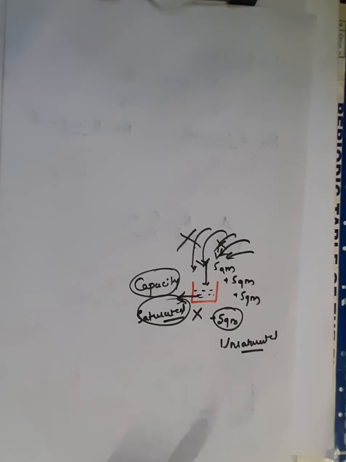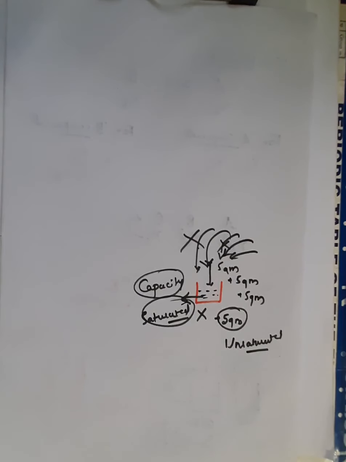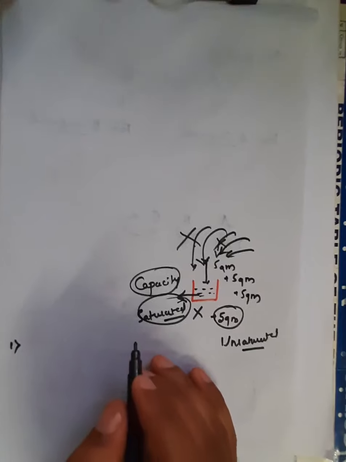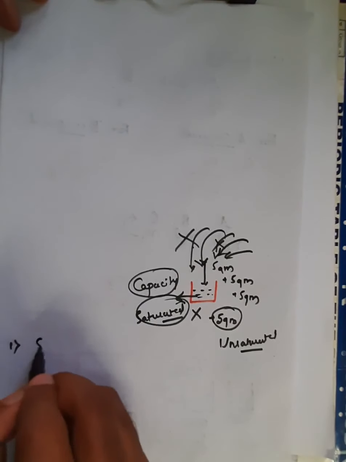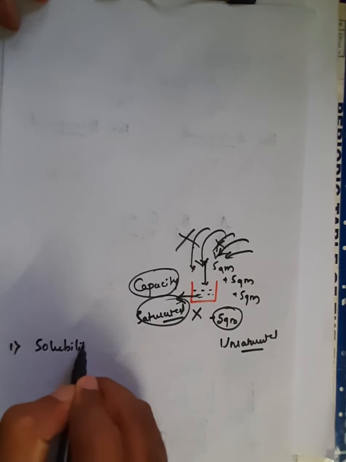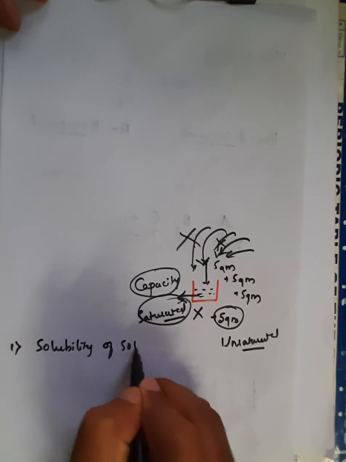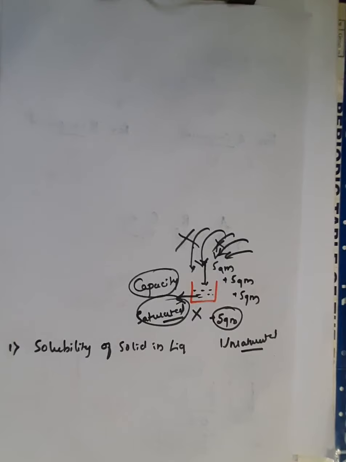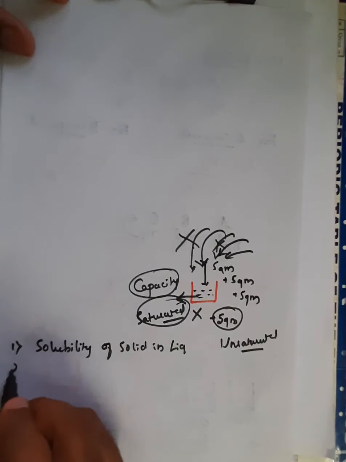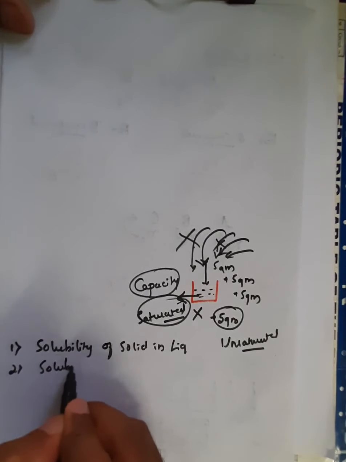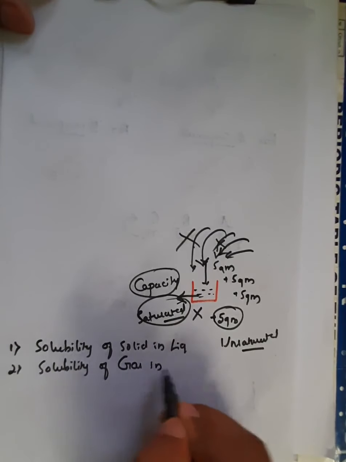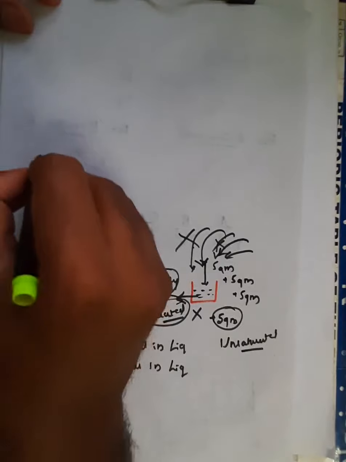Okay, there is one more thing for your study, that is case 2, solubility of gas in liquid. Generally there are two types of solubilities. First, what we have studied, that is solubility of a solid in liquid, and the second one is solubility of gas in liquid, right?